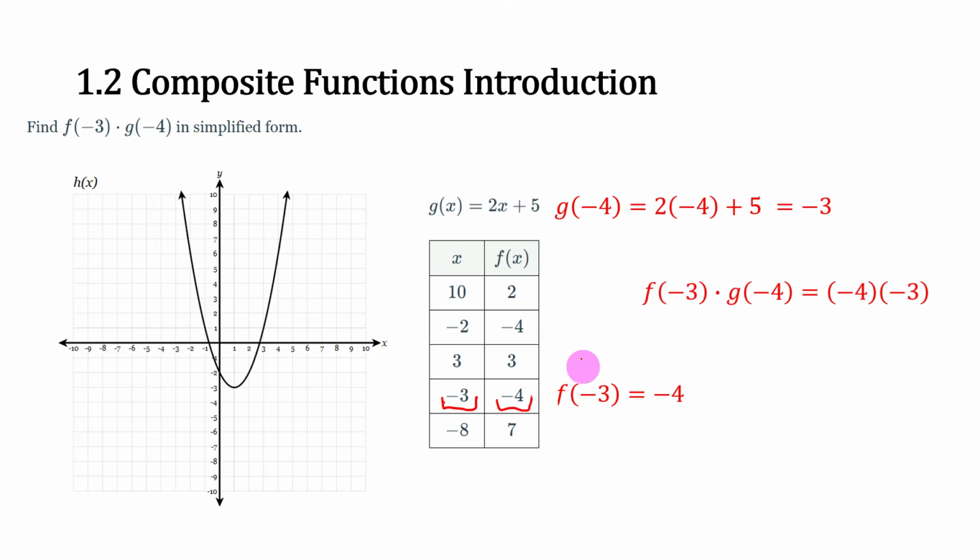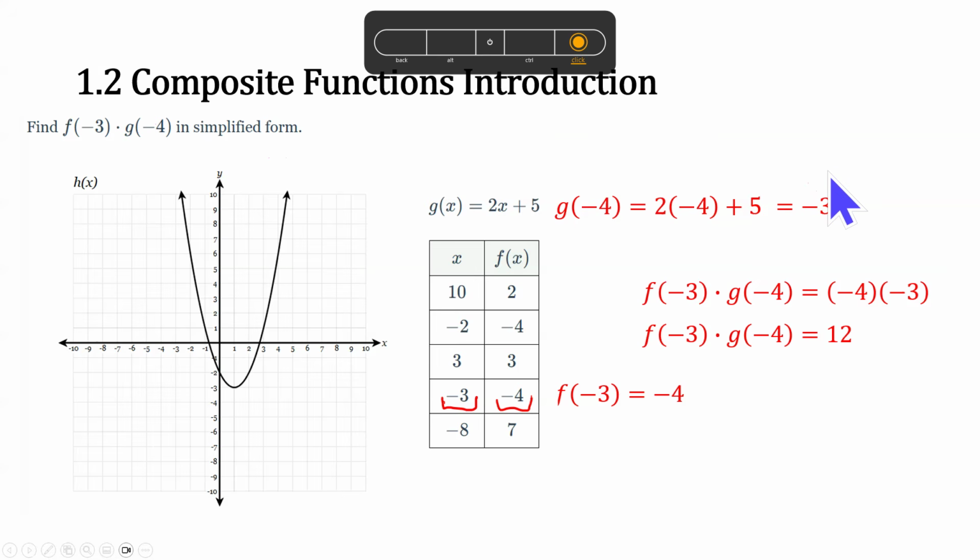By the way, these working out as kind of opposites of each other is purely coincidental. This negative 4 down here has nothing to do with this negative 4. This negative 4 came from them giving us negative 4. But in the end, negative 4 times negative 3 is positive 12.